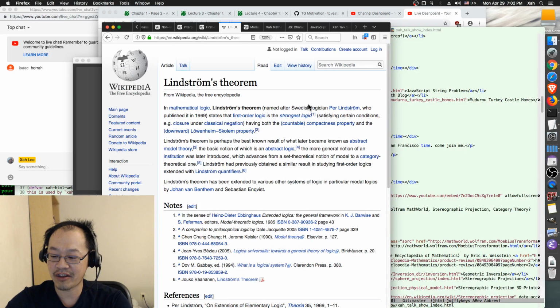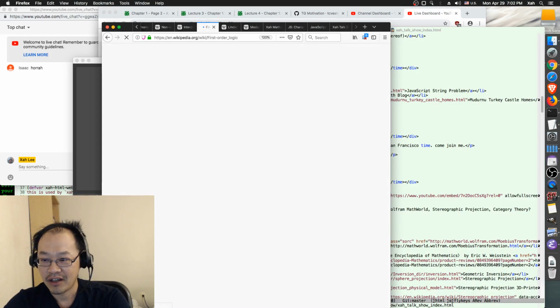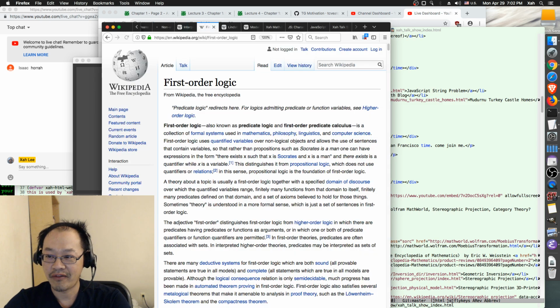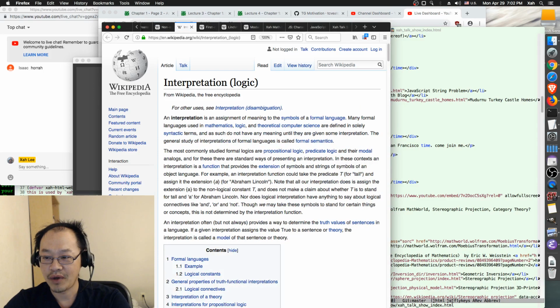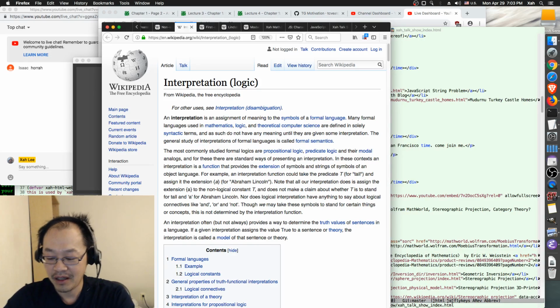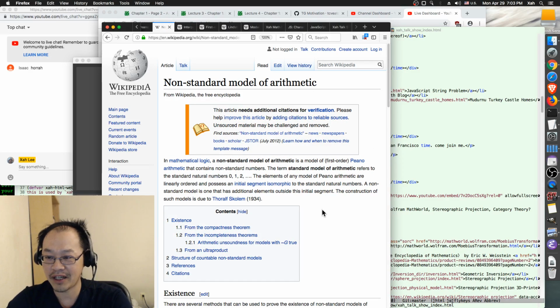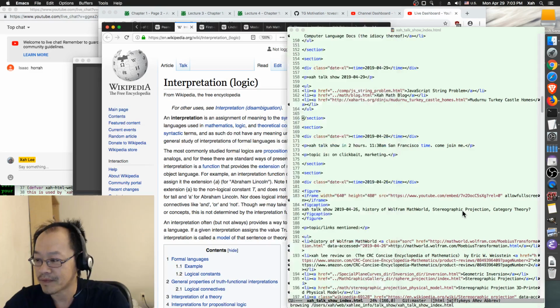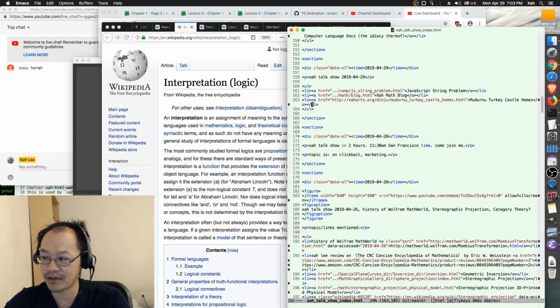We have Lindström's theorem. We have first order logic. We have interpretation of logic, which means a model. I'll do some explanation a little bit because I'm not really qualified to teach this subject. And then we have the standard model of arithmetic. Nah, that's too advanced. I don't understand. So I'm going to talk about these few things, okay?